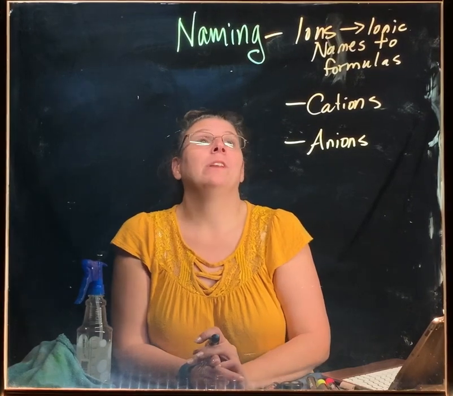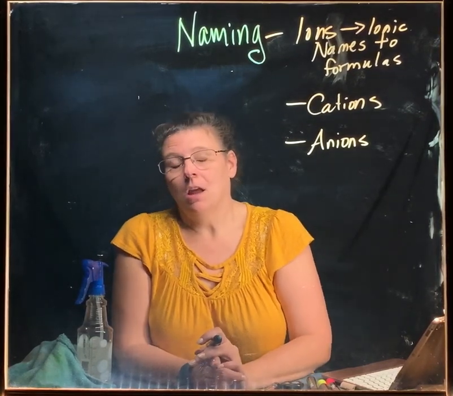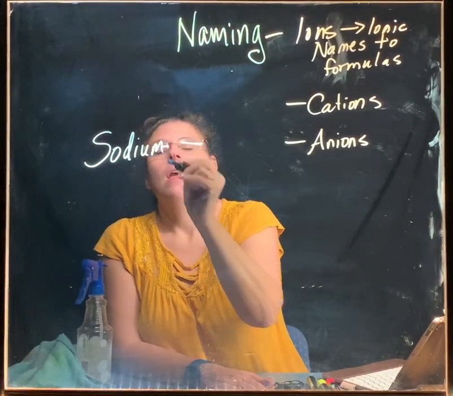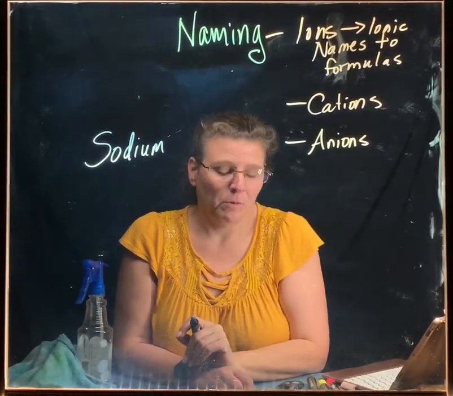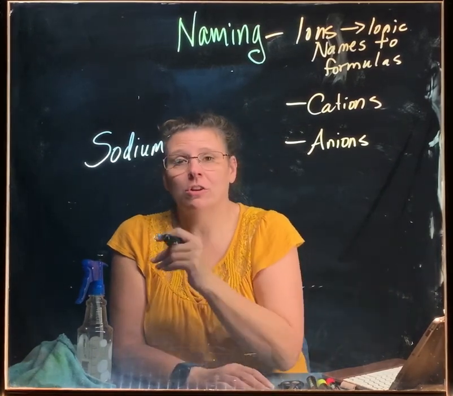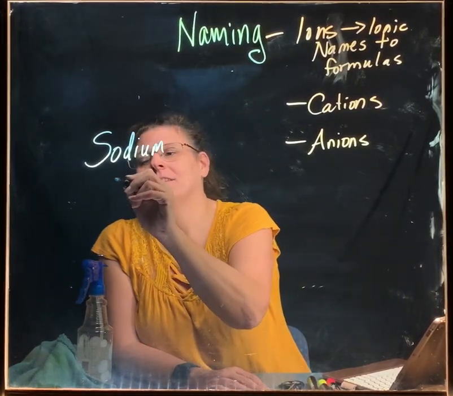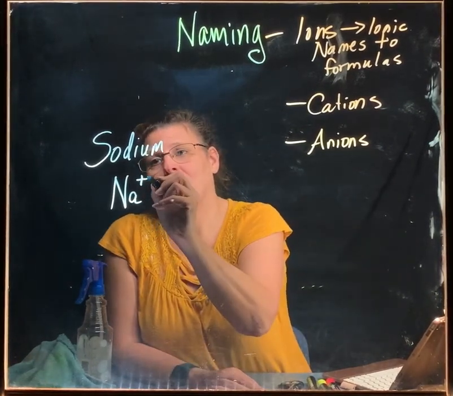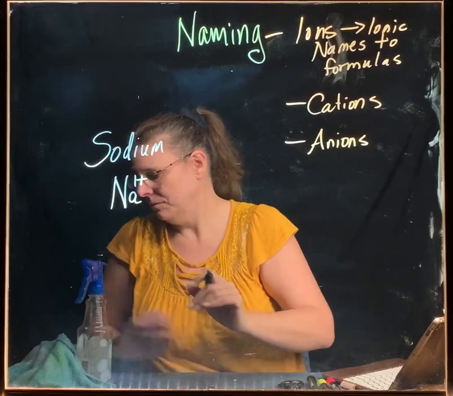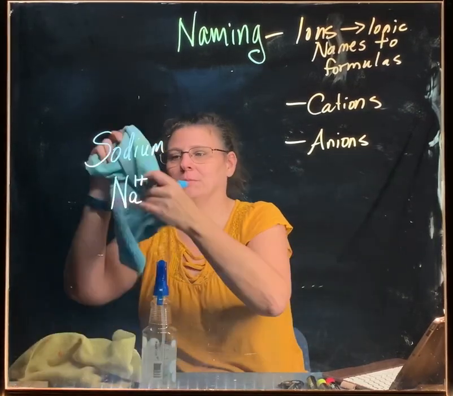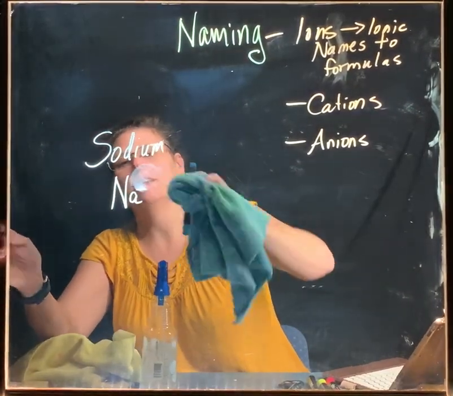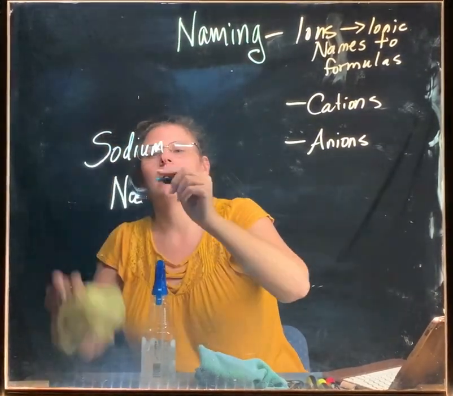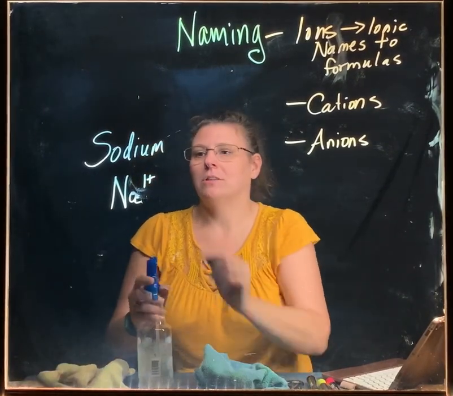Okay, so naming ions. If you have a sodium and you want to name its ion, remember it has to have a charge. So you look on your periodic table and you find out that the symbol for sodium is Na and that the charge of Na is a +1 charge. Okay, so you've got a 1 plus charge.